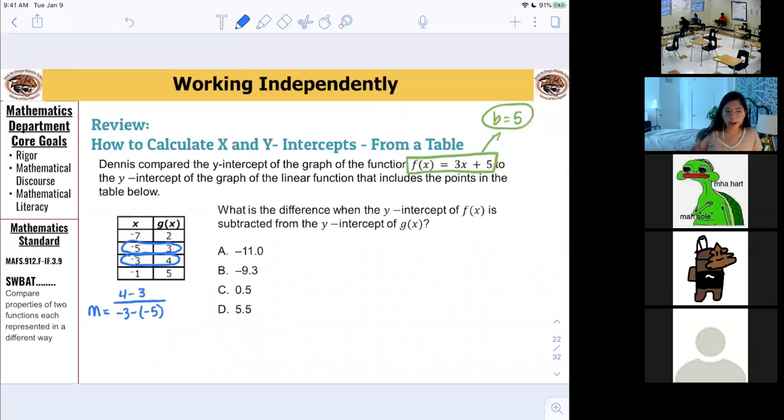Okay, so now that I have this double negative, let's rewrite it, because what do we know about double negatives? What does that turn into? Positive. Yeah, so this is -3 plus 5. And now we can do our math. So 4 minus 3, that's 1. And what's -3 plus 5? 2. All right, so my slope is 1/2.